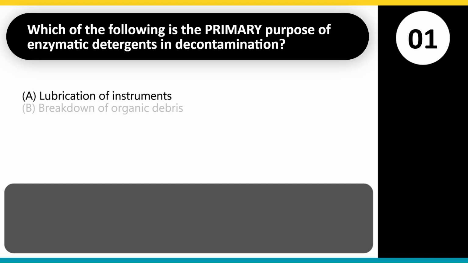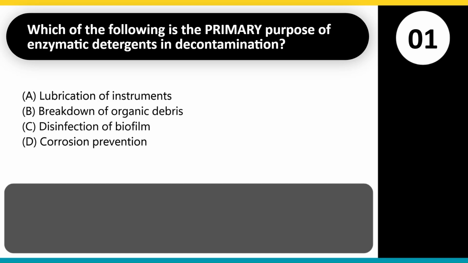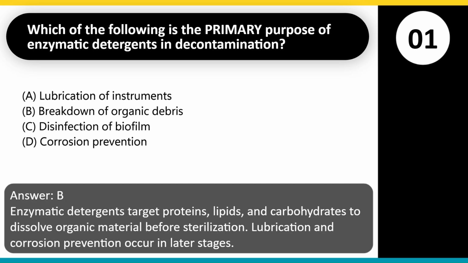Which of the following is the primary purpose of enzymatic detergents in decontamination? A. Lubrication of instruments. B. Breakdown of organic debris. C. Disinfection of biofilm. D. Corrosion prevention. Answer, B. Enzymatic detergents target proteins, lipids, and carbohydrates to dissolve organic material before sterilization. Lubrication and corrosion prevention occur in later stages.